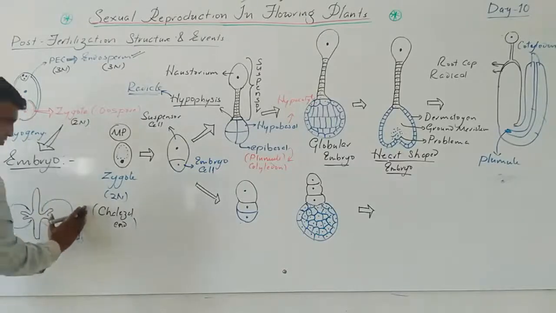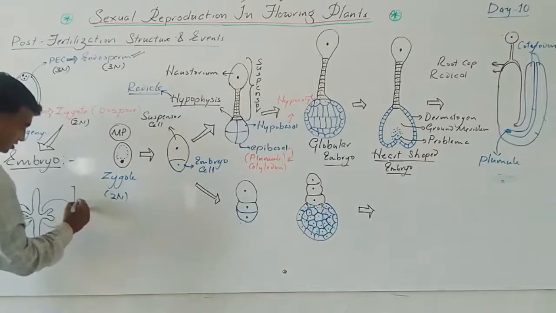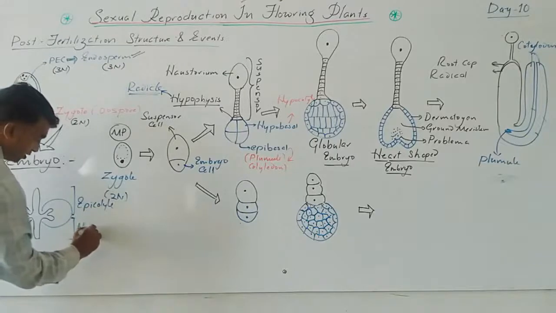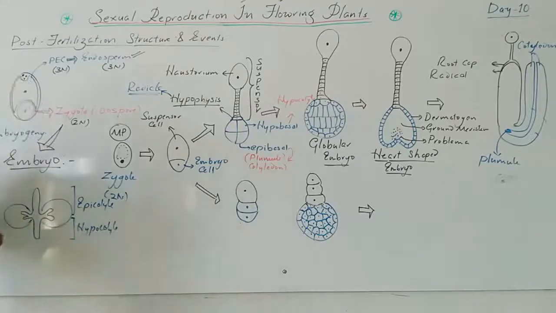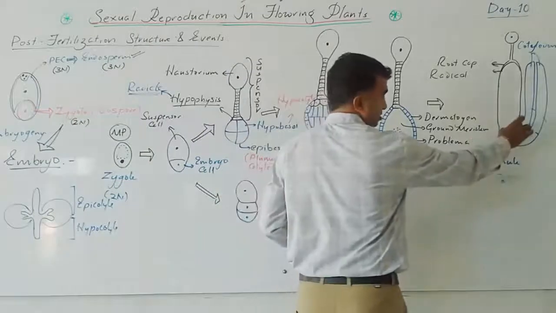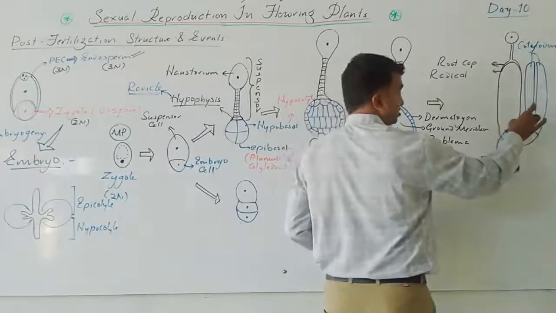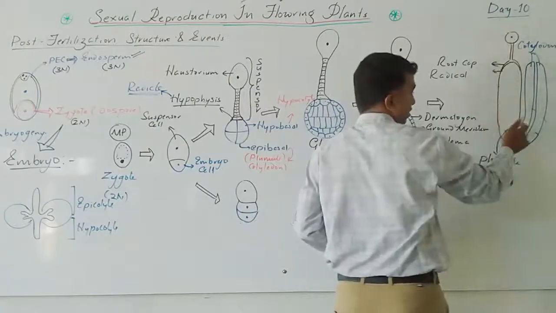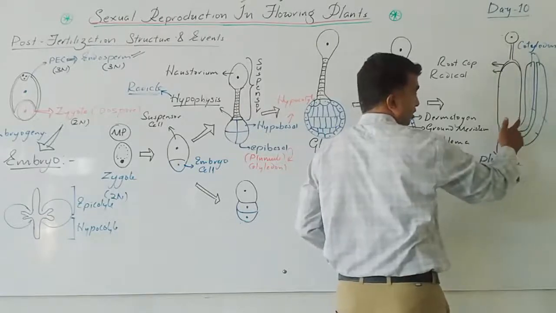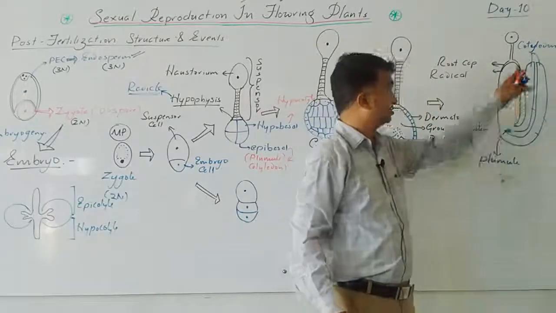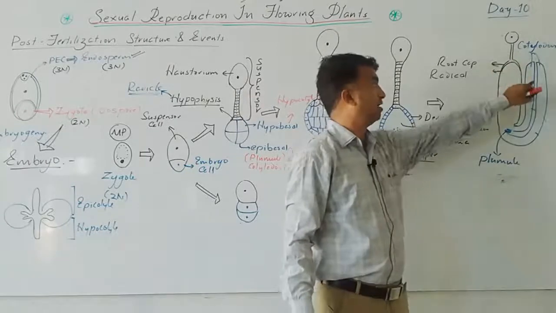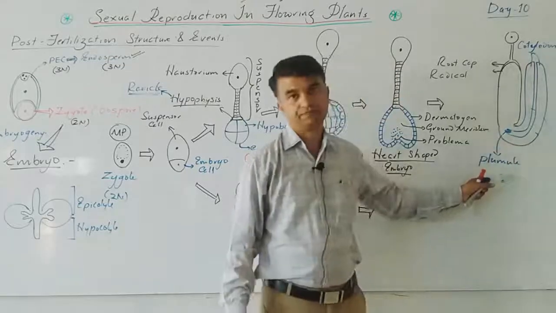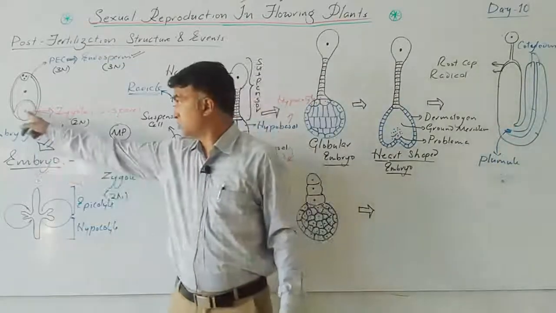So this region is called the epicotyl, and this region is called the hypocotyl. Here the plumule is there, and just beside it the cotyledons are attached. The region below the point of attachment of the cotyledons is called the hypocotyl. The region above the point of attachment of the cotyledons is called the epicotyl. This is a radicle or root tip covered by the root cap, these are the two cotyledons, and the plumule is the shoot apex. So this is a mature embryo, the embryo developed from the zygote.